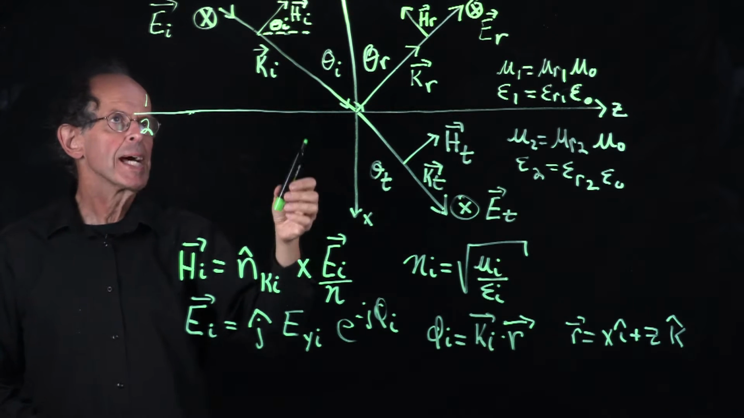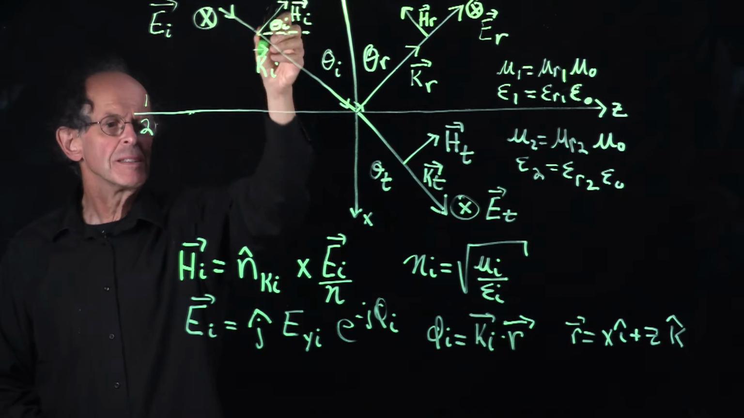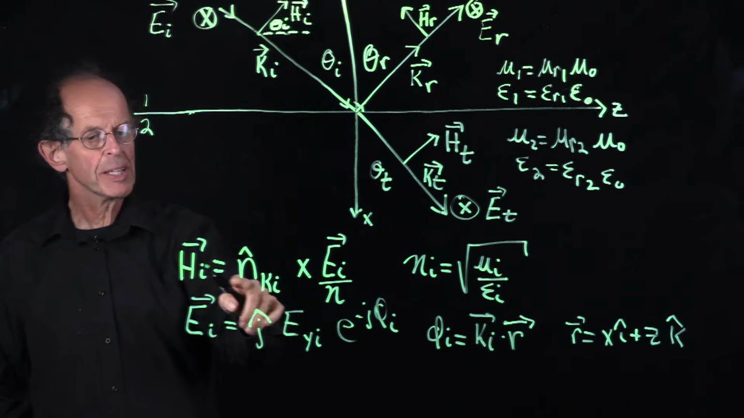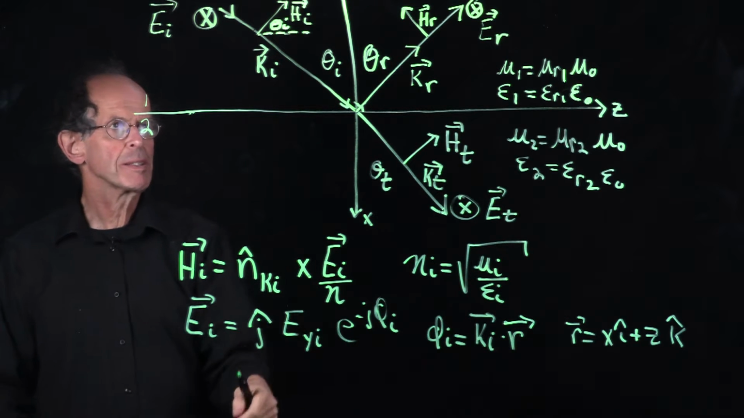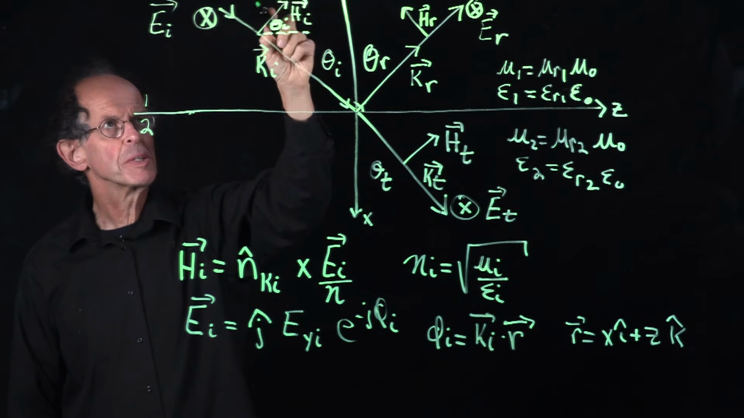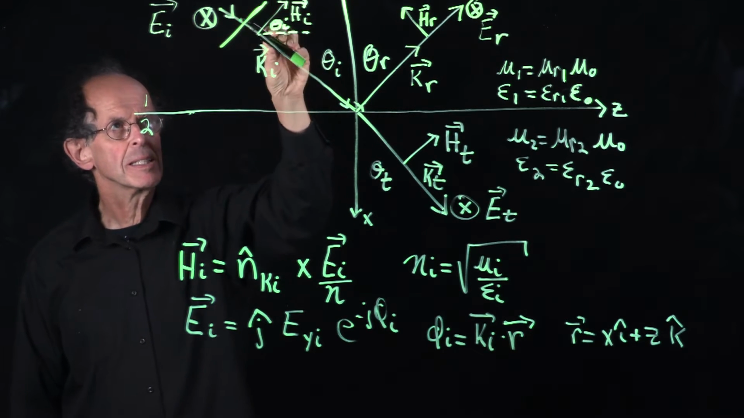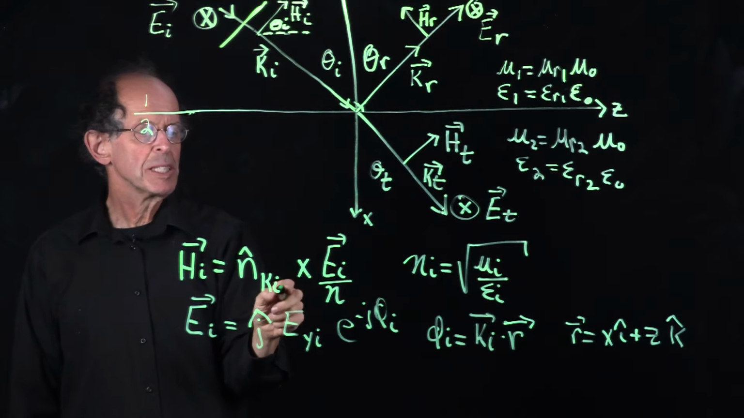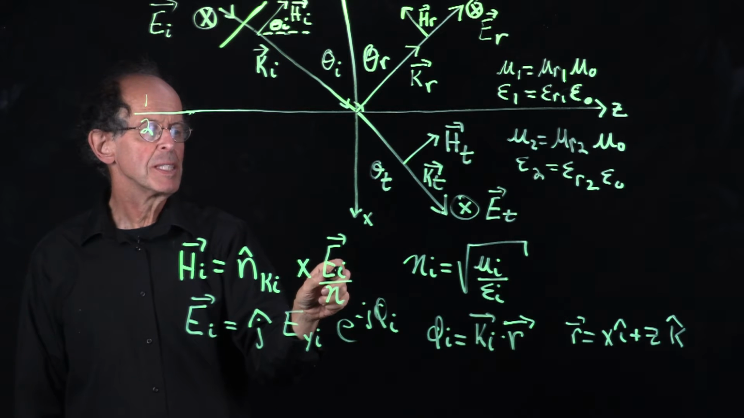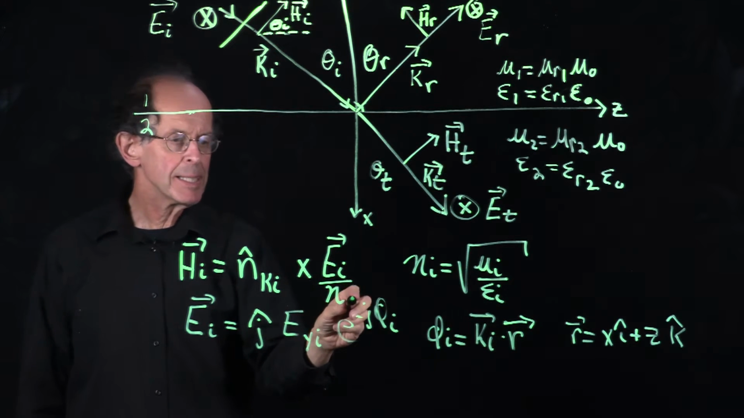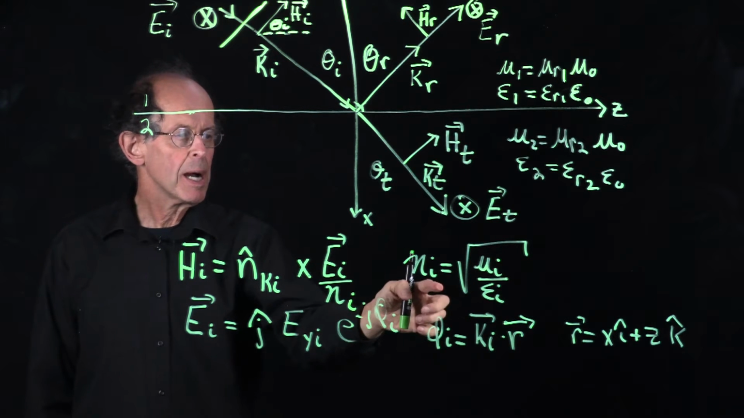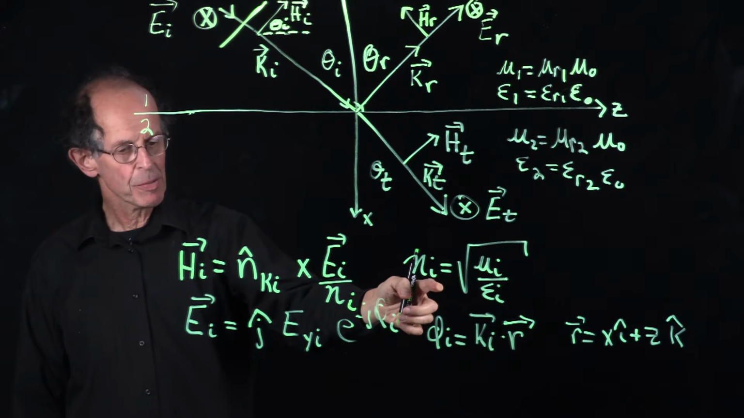We know that the H field is perpendicular, and that the H field, the E field and the direction of k are related by this cross product. So n hat is normal to the wavefront. The wavefront, for example, would be sitting there. And that's associated with n hat incident cross EI divided by eta, and this should be eta I here. Eta I is the intrinsic impedance of the material.